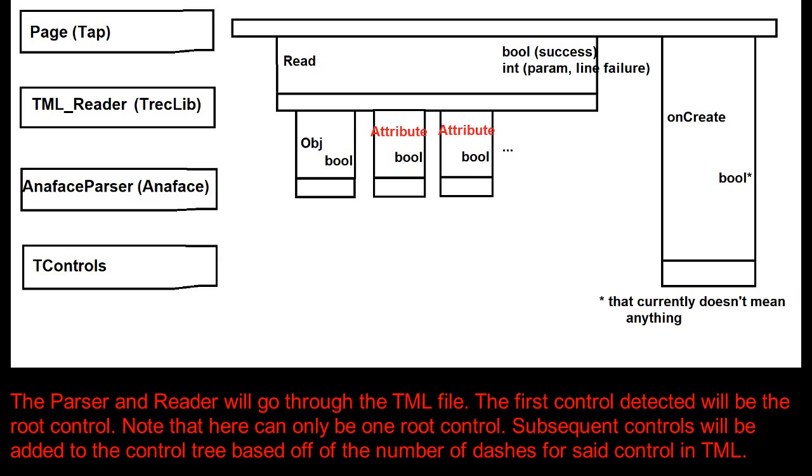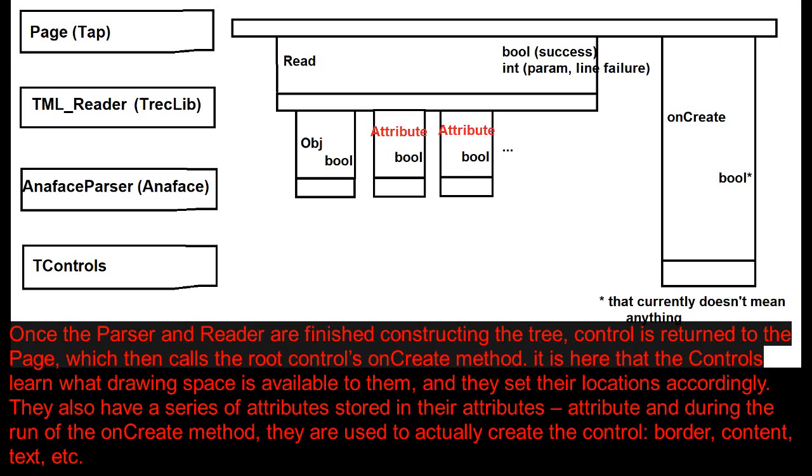Subsequent controls will be added to the control tree based off of the number of dashes for said control in TML. Once the parser and reader are finished constructing the tree, control is returned to the page, which then calls the root control's onCreate method. It is here that the controls learn what drawing space is available to them, and they set their locations accordingly. They also have a series of attributes stored in their attributes attribute, and during the run of the onCreate method, they are used to actually create the control, border, content, text, etc.